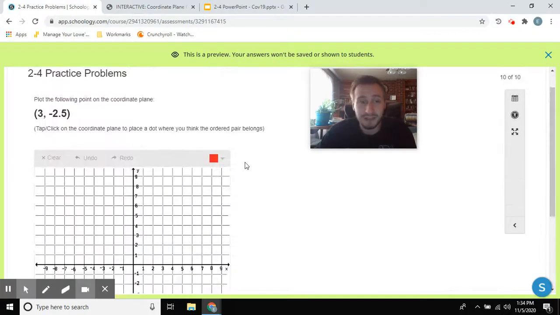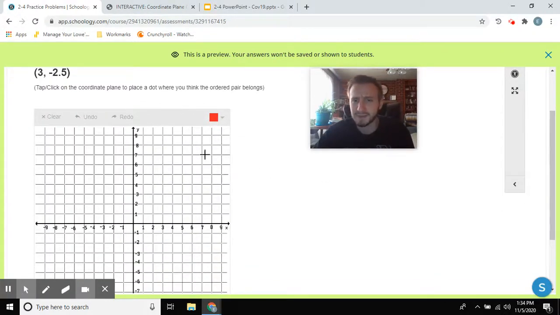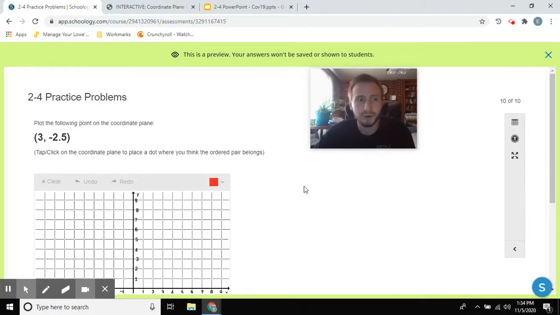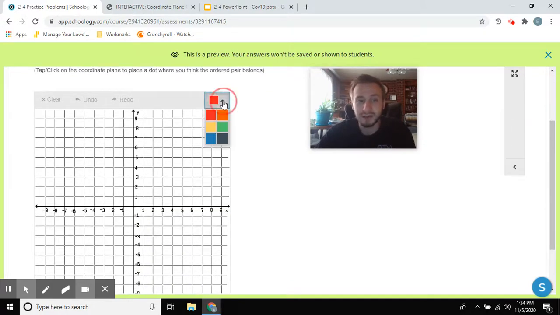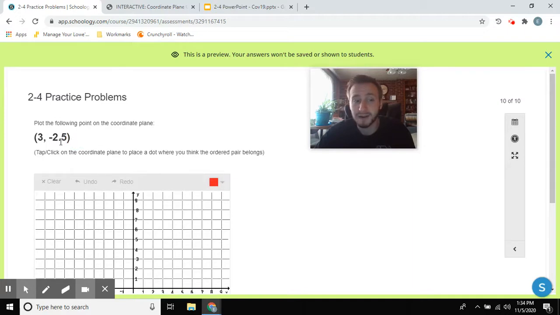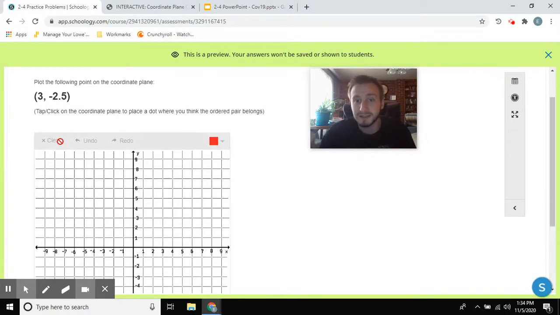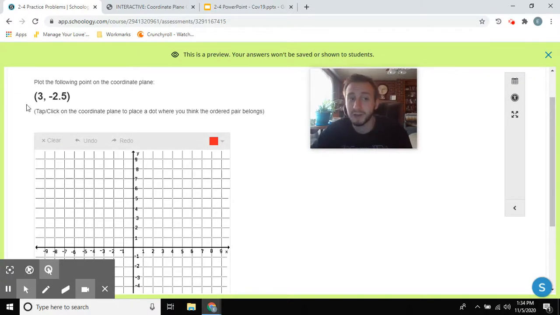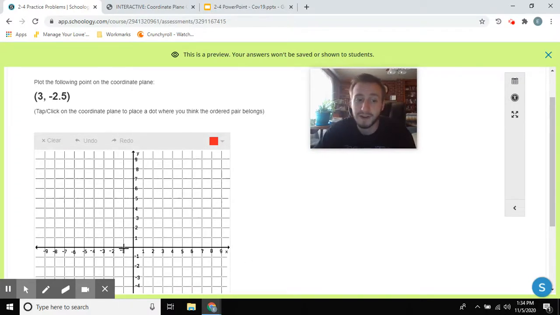Now the last one's a little bit different. Try this out. It's my first time using it. Hopefully it does work. But it says plot the following point on the coordinate plane. Your X value is 3. Your Y value is negative 2.5. What you do is you can choose your color, but you click somewhere on this map of where you think this ordered pair is. So it's kind of like the dino dig, right? You're going to put a point somewhere on this coordinate plane of where you think 3, negative 2.5 is.